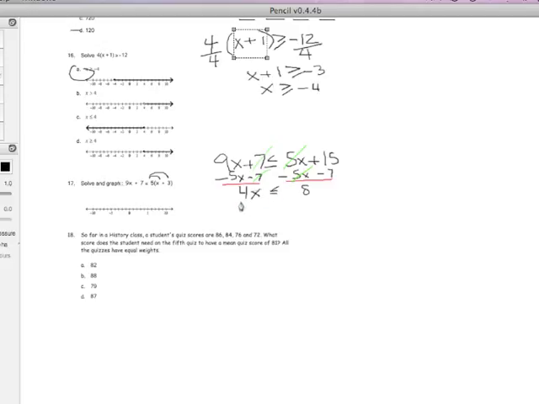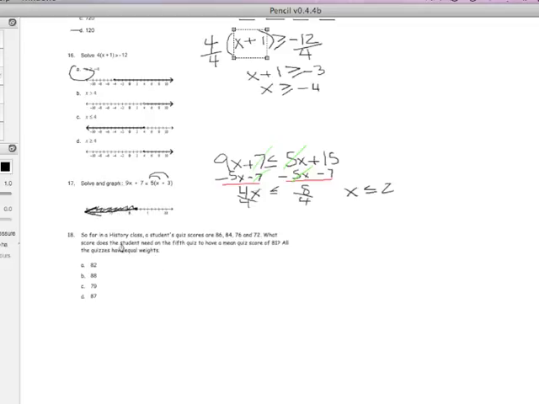Now divide both sides by 4. I'll write it like this, divided by 4, divided by 4. And we have x is less than or equal to 2. Go to the number 2, make it a solid dot because it can be equal, so we want to include it, less than or equal to, shade that way. Shade much nicer than what Mr. Steiner did.